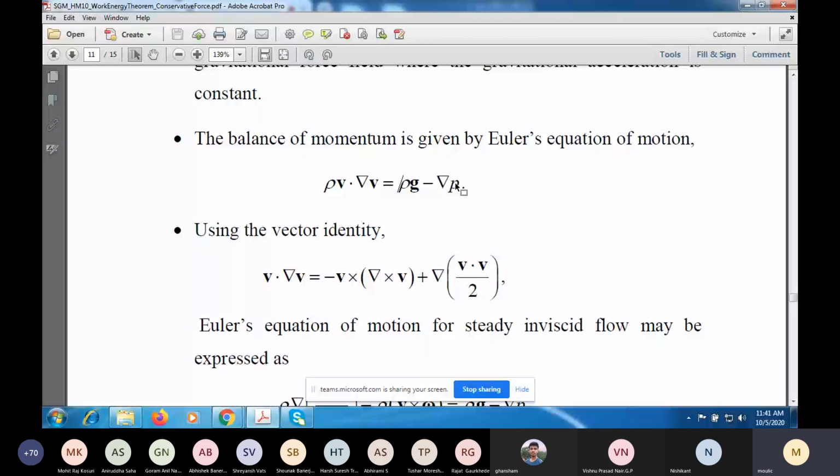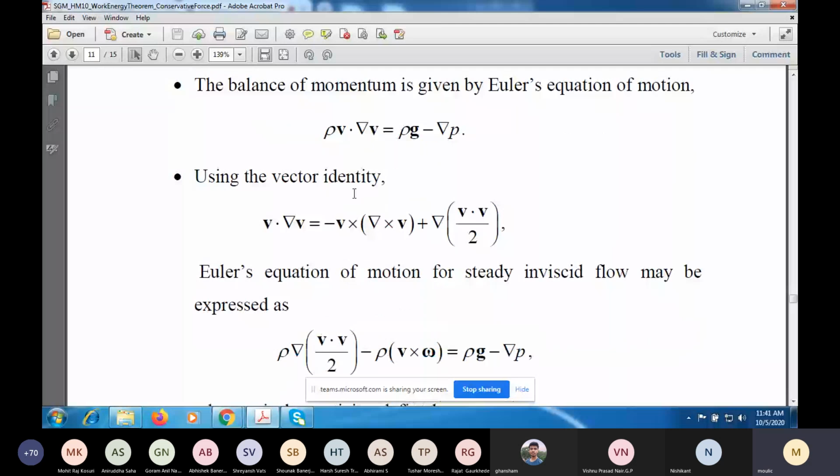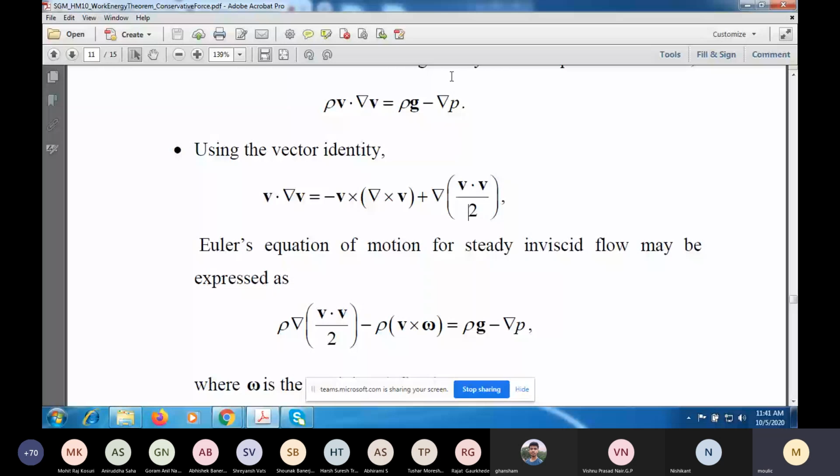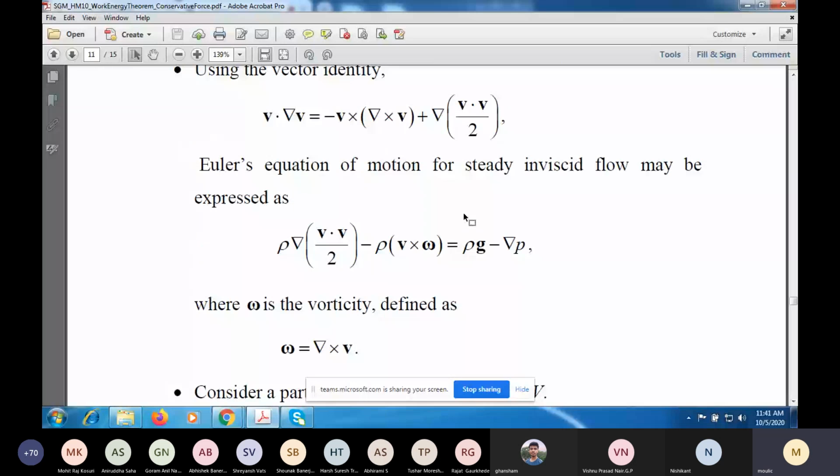And this vector identity I have introduced in the previous class. V dot grad V you can write as minus V cross the vorticity plus grad of V square by 2. Okay. So if I take this and substitute over here, the left hand side I can write as rho grad of V square by 2 minus rho V cross omega.